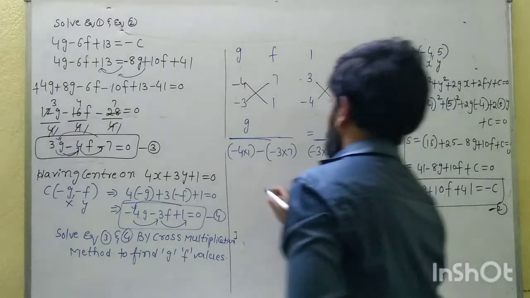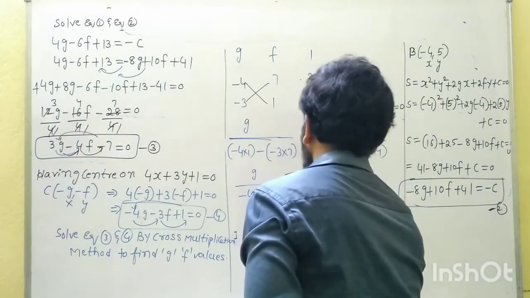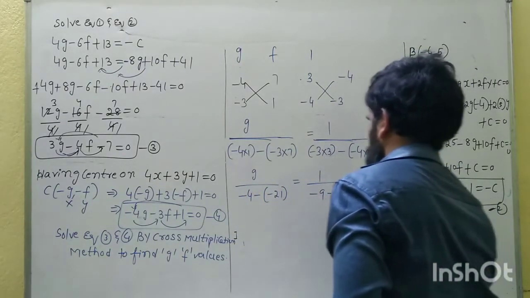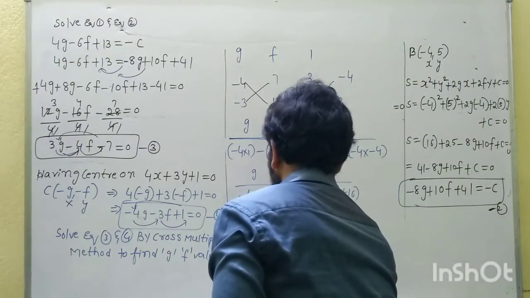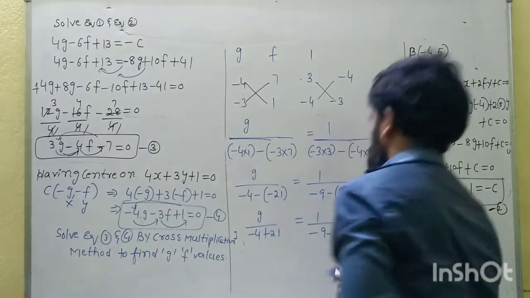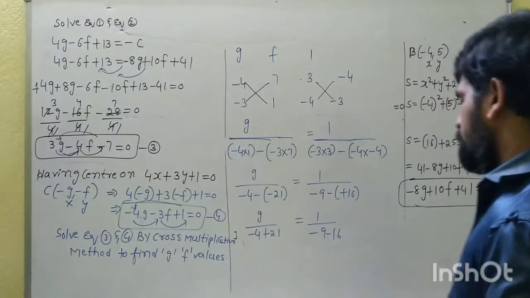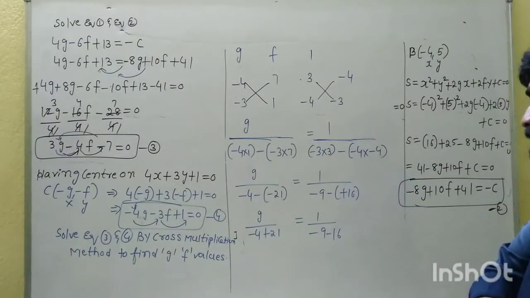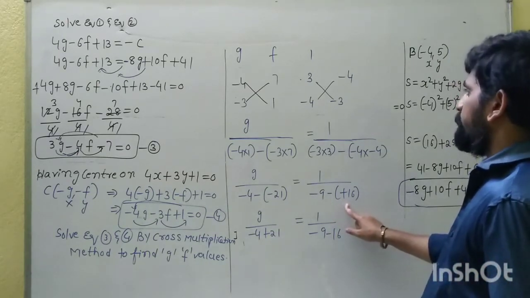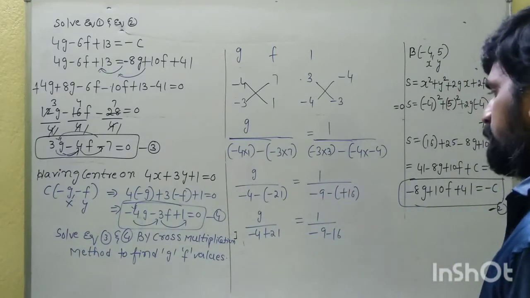minus 4. Then g by d value is minus 4, minus of minus 21 is equal to 1 by minus 9 minus of plus 16. Then g by minus 4 plus 21 equals 1 by minus 9 minus 16. Okay. So it will be 16, it will be 17. Okay. Minus 4 minus. So it will be minus 25.